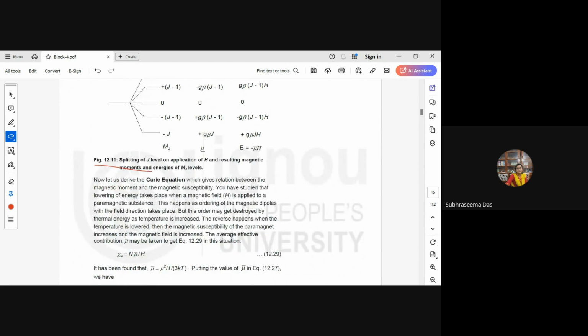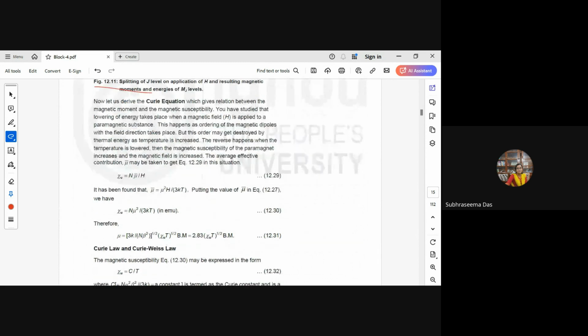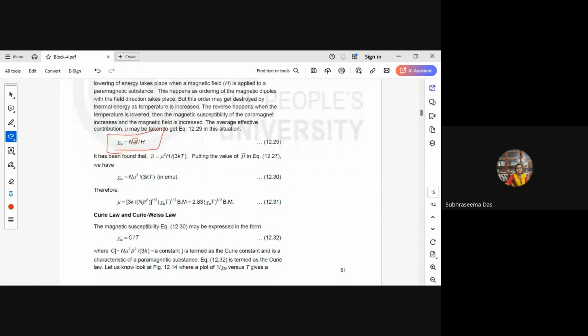Based on this, the Curie equation was derived, and it is found to be chi m is equal to N mu bar squared upon 3kT. Here mu represents the effective magnetic moment, and the bar on it represents the average. This mu is given in BM, where BM is the Bohr magneton, the unit for magnetic moment.